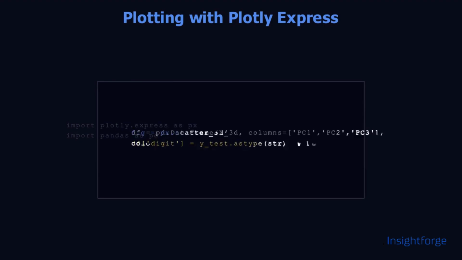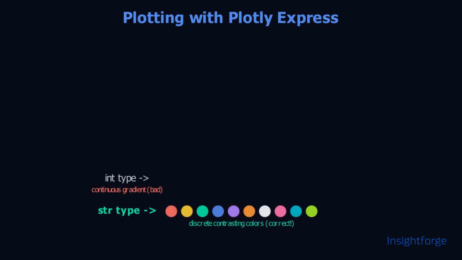Now, we are ready to plot our coordinates using Plotly Express. We take our newly projected 3-dimensional coordinates and combine them with our target digit labels into a pandas data frame. Then we write our scatter 3D function. A key trick here is to convert our target labels into string data types before plotting. If we keep them as integers, Plotly treats them as a continuous gradient. But by converting them to strings, Plotly assigns highly contrasting, discrete colors to each of the 10-digit classes.